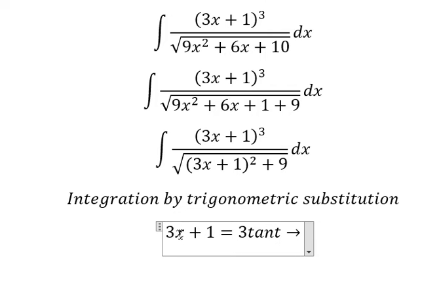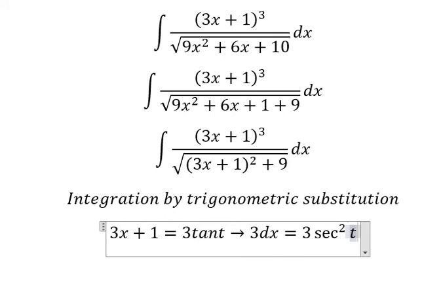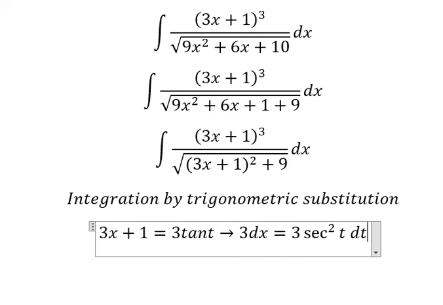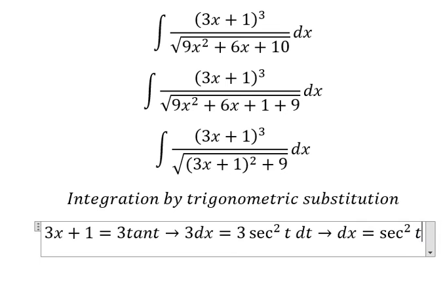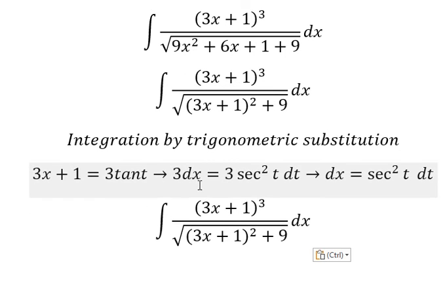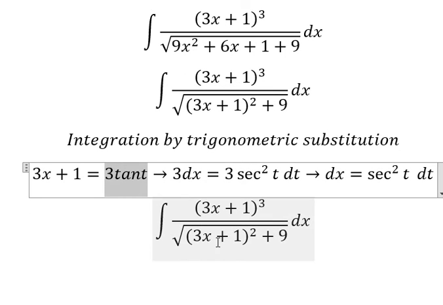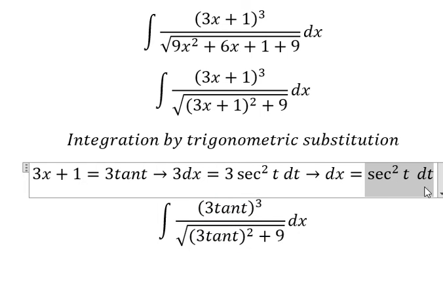Now we need to do first the derivative for both sides. Next, we divide both sides by number 3. So this one we put in here and here. The x we change by this one.